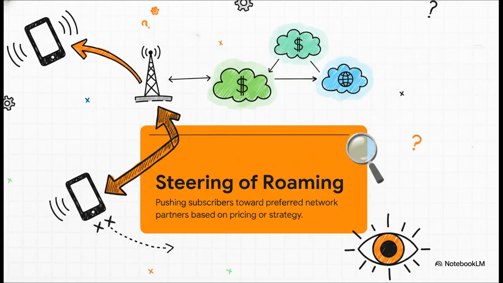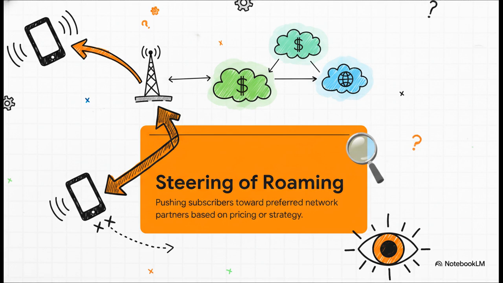Now, this directly impacts the commercial bargain of roaming, specifically a system called steering of roaming, or SOR. Operators use this automated tool to basically push you, the roaming subscriber, toward their preferred network partners. Why do they do this? Well, it's all about pricing, volume commitments, or strategic business relationships. It's designed to manage wholesale costs, and honestly, it works perfectly right up until that preferred partner is having a really bad night. When that happens, the whole system just falls apart.